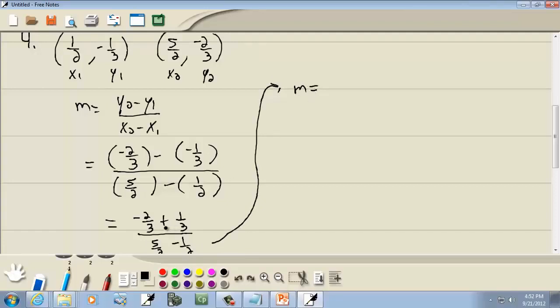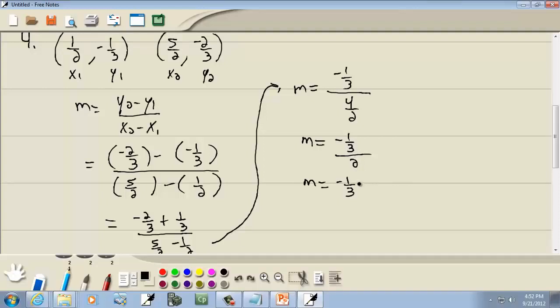Now the top part has the same denominator, so I can combine together the numerators. Negative 2 plus 1 gives us negative 1/3. The bottom part has the same denominators, so I can combine together the top parts. 5 minus 1 gives us 4/2, which gives us negative 1/3 over, and 4 divided by 2 is 2. Now there's nothing special here. We're going to see later on how to simplify these.